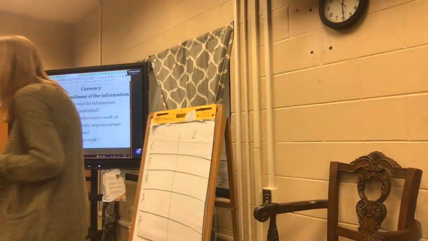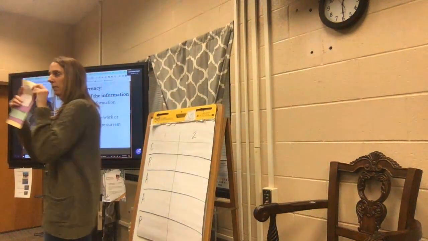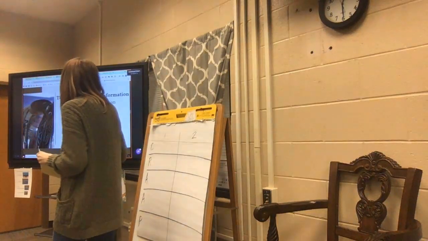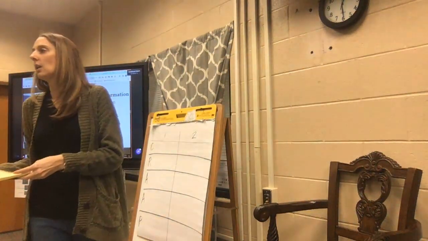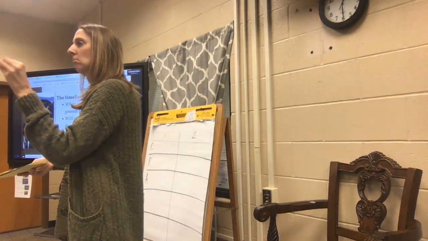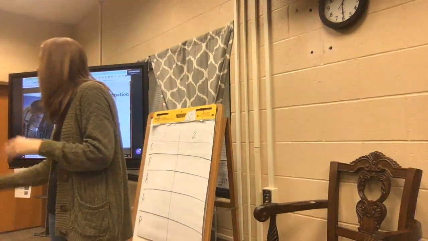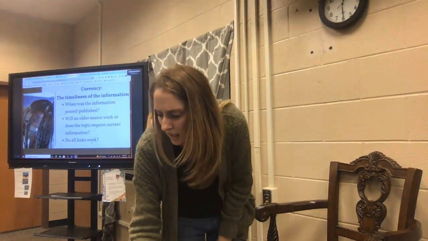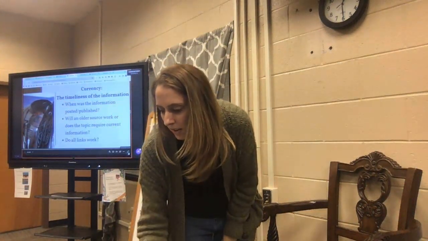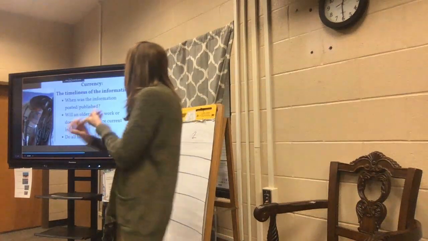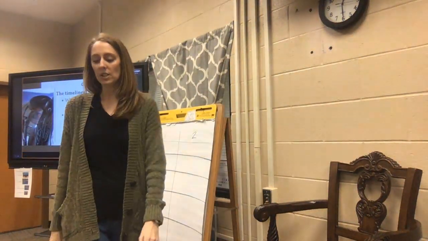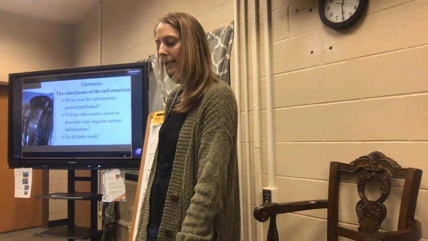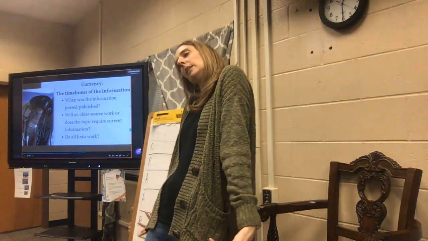On your flip book, if you flip it up, I've got this right here with your pencil. It says currency. This is the timeliness of the information. So timeliness, make sure you're writing that down. Basically what this is saying is, let me go ahead and make this full screen. When was the information posted or published? Okay? If it's from 1997, maybe it needs a little updating.